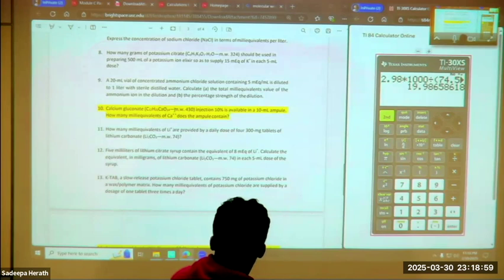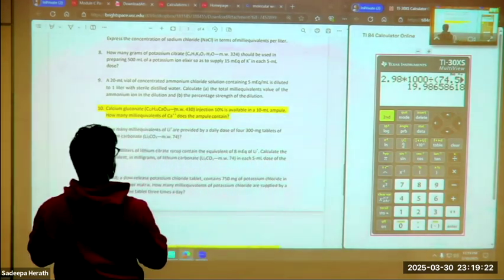So how do you approach this, right? Can we go from ml to grams? Probably not this way. We can use MEQ to go to grams, right? Go from MEQ to moles to grams. So let's go ahead and do it that way, right?